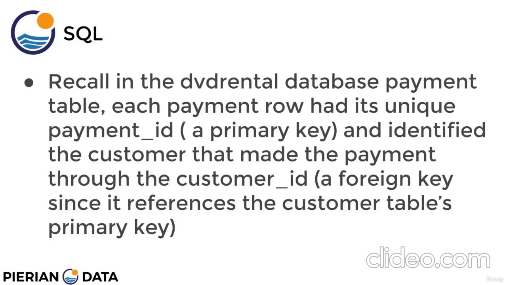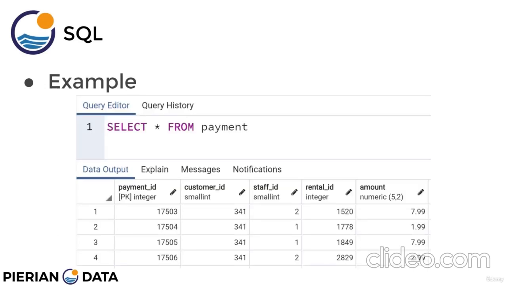So for example, recall in the DVD rental database payment table, each payment row had its unique payment ID, which was the primary key for the payment table, and it also identified the customer that made the payment through the customer ID. The customer ID within the payment table is a foreign key, since it references the customer table's primary key. So for example, let's check out and grab a subset here from the payment table.